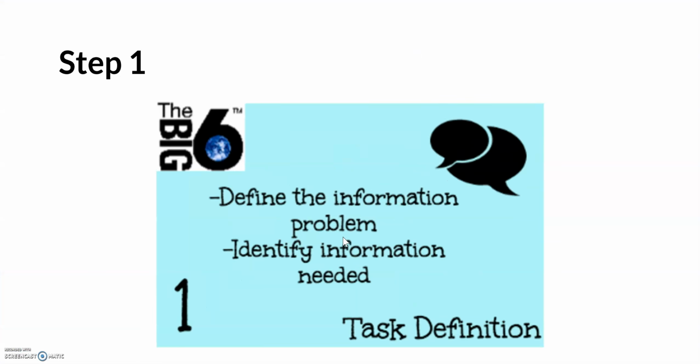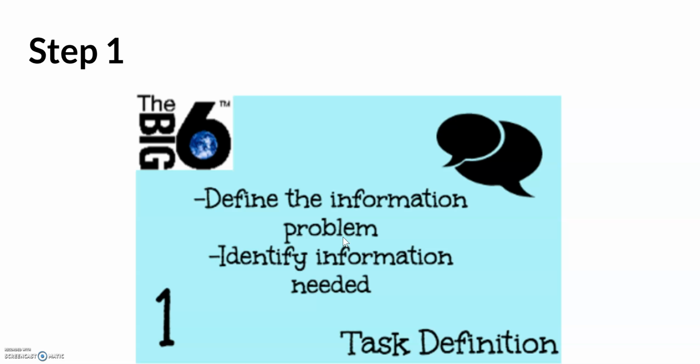So step 1, as a review, is task definition. You have to define the information problem and identify the information needed. So, what is your research question and how are you going to find the answers to that question? As you saw in the video, the penguin video, there are certain ways to organize your information, and your teacher will have more information about specifically how she wants you to write down what you find out.